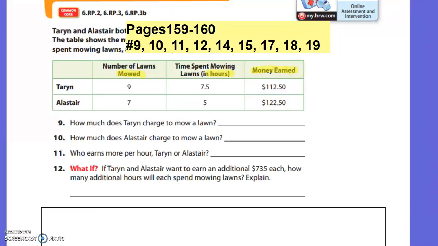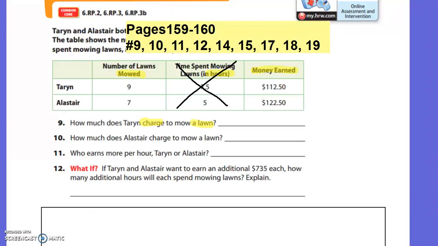So question number 9 reads, how much does Taryn charge to mow a lawn? So we're talking about how much money, so we need to look at the money column. And then we're talking about the number of lawns, so we need to look at the lawn column. What we can ignore for number 9 and also number 10 is how much time is spent mowing. We don't need this column to start. So remember that when you've got money as one of the terms, it goes first.